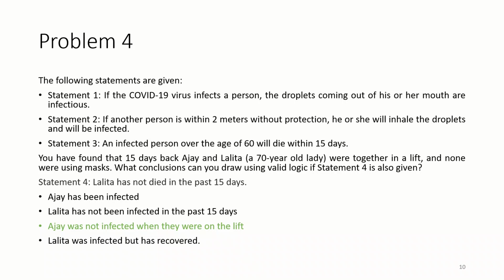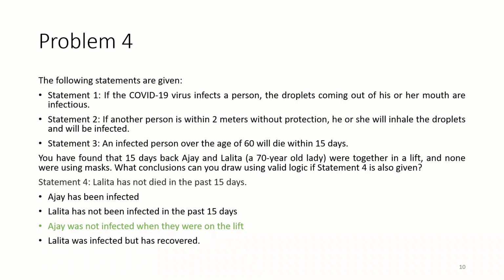The probability is that she was never infected. But again, there is another theory to it, that Lalita was an above 70-year-old lady. So I think that reason is not compulsory. No, statement 3 tells that if you are over the age of 60, you will die within 15 days.